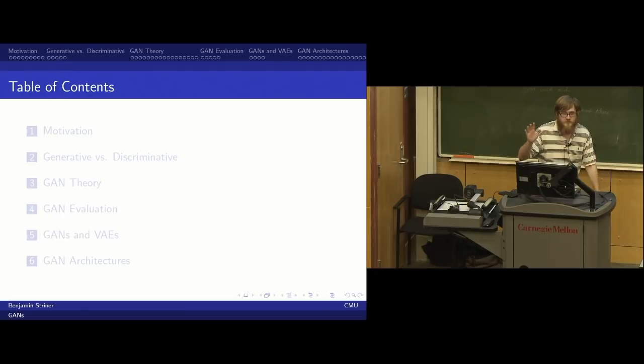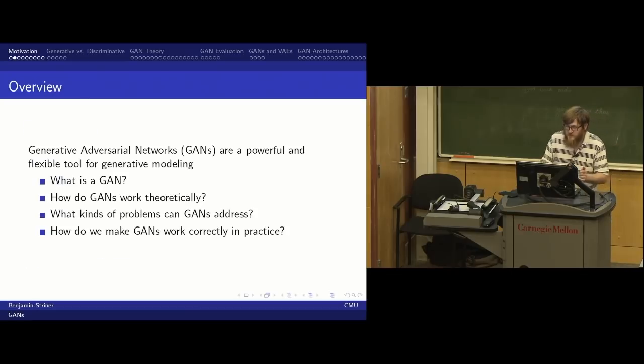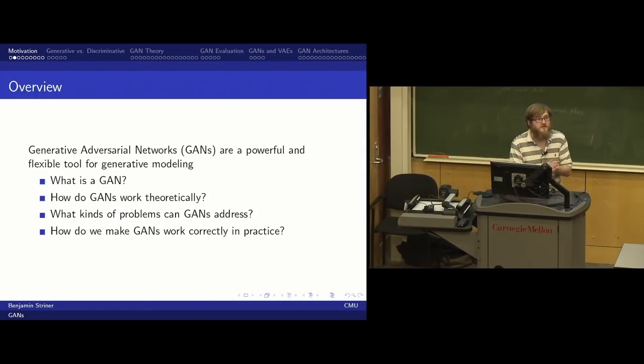Just a brief overview of what we're talking about. We're going to go through the motivation. We're going to talk a little about generative models, what they are, how GANs work, how they get evaluated, how they compare to VAEs, and then we're just going to go through some architectures and different ways you can vary them and make them do interesting things. But to start off with, what are we talking about? GANs are a tool for generative modeling. And you're going to be able to answer questions like, what is a GAN? How do they work? What are the problems they can address? And how do we actually make them work in practice? So that's what we're going to try to cover in this set of 2 lectures.